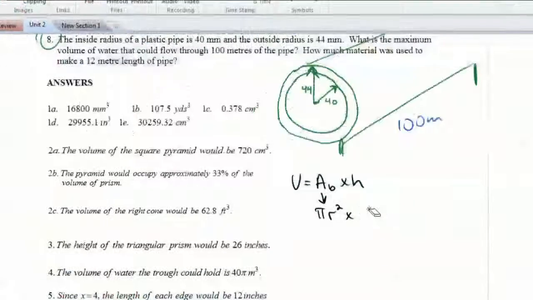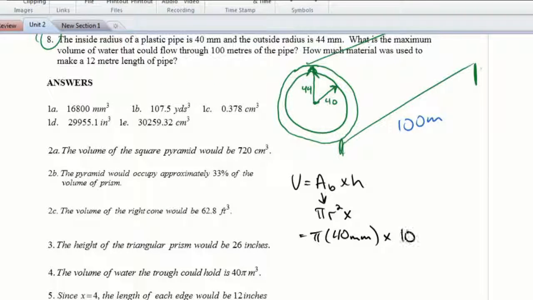Let's just stick with finding the area of the base here first, times the height. So I'm going to have pi. The radius of the inside is 40 millimeters. I'm going to just write in units. I know I don't always, but just because this one's tricky.